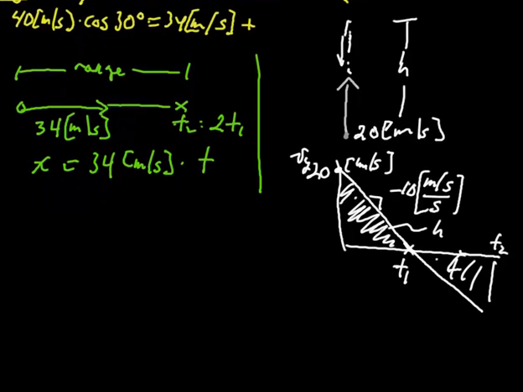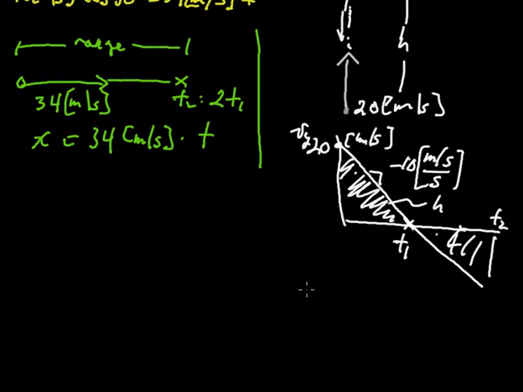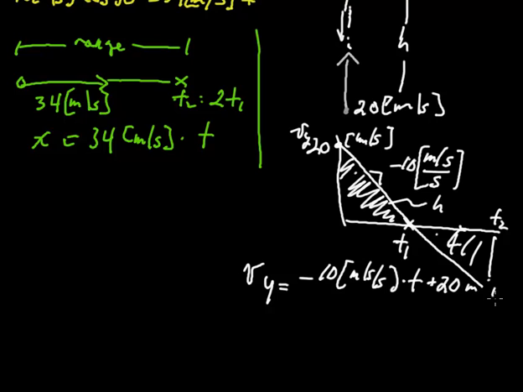Let's scroll down a little bit here. Sorry, I will do the speed actually in the y direction. We'll do that from this line. It is -10, the slope, meters per second every second, times the time, plus the intercept, which is 20 meters per second.